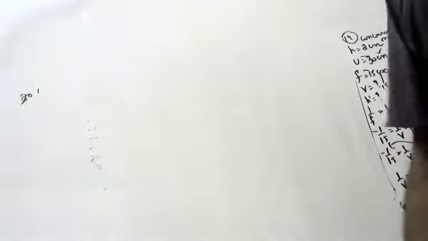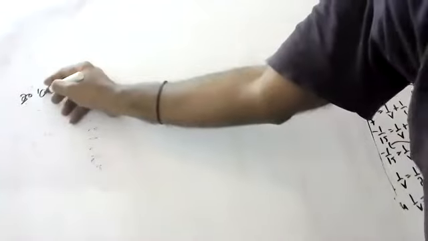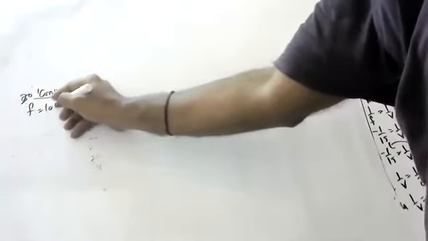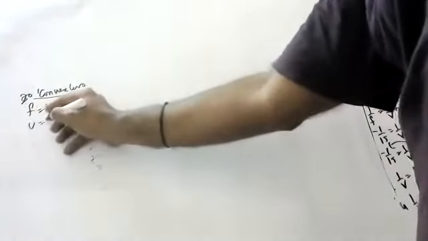So they have said the 20th question, a convex lens, children. This time they said about a convex lens. A convex lens has a focal length of 10 centimeters. At what distance from the lens should the object be placed, so that it forms a real and inverted image? He is asking the object distance, children.